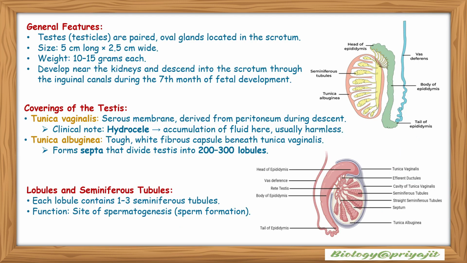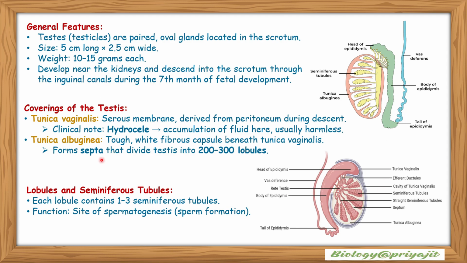General features of the testis. Testes or testicles are paired oval glands located in the scrotum. Their size is about 5 centimeters long and 2.5 centimeters wide. Their weight is about 10 to 15 grams each. The testes develop near the kidneys and descend into the scrotum through the inguinal canal during the 7th month of fetal or embryonic development.